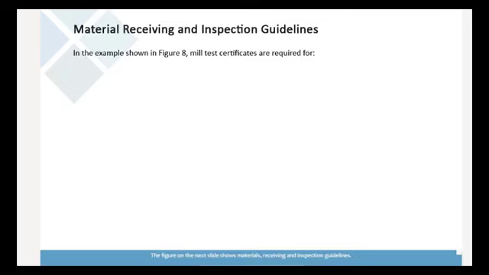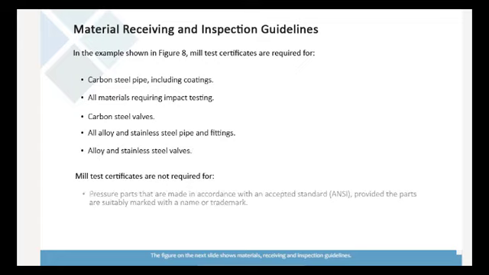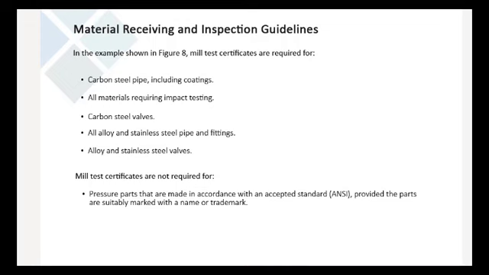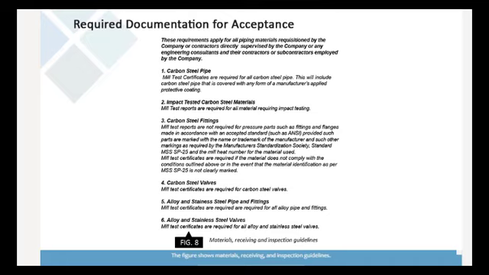In the example shown in the figure on the next slide, mill test certificates are required for carbon steel pipe, including coatings, all materials requiring impact testing, carbon steel valves, all alloy and stainless steel pipe and fittings and alloy and stainless steel valves. Mill test certificates are not required for pressure parts that are made in accordance with an accepted standard, provided the parts are suitably marked with a name or trademark. The figure shows materials receiving and inspection guidelines.